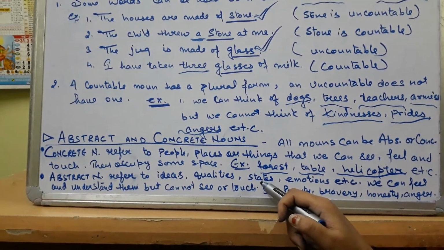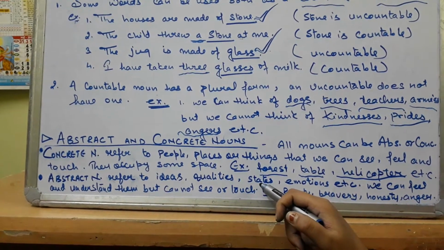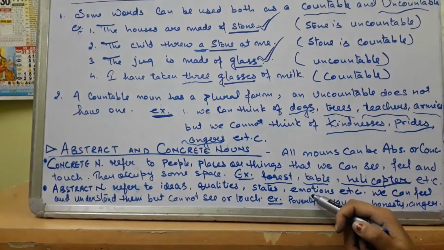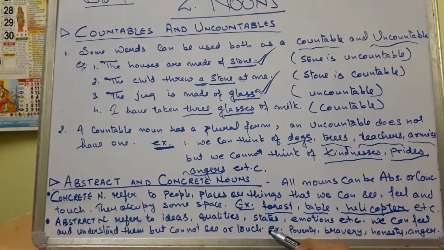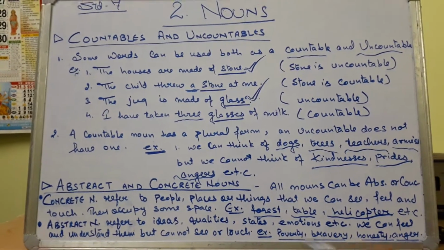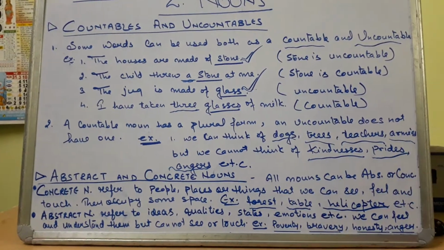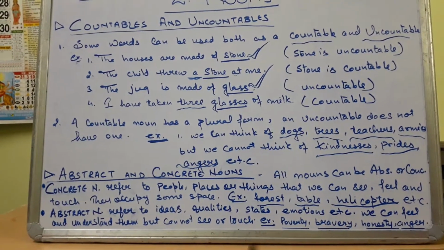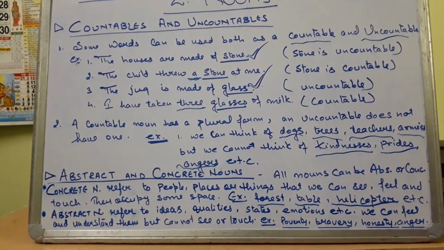States: poverty, richness, sorrow. We cannot touch them, we can only feel. Emotions: anger, sorrow. We cannot touch them, we can only feel. So we can feel and understand them, but cannot see or touch them. For example, poverty, bravery, honesty, and anger. So these are abstract nouns. The gist is, all the things that we can touch and see are concrete nouns, all the tangible objects, and all the nouns that we cannot touch or see, but can only feel, are abstract nouns.